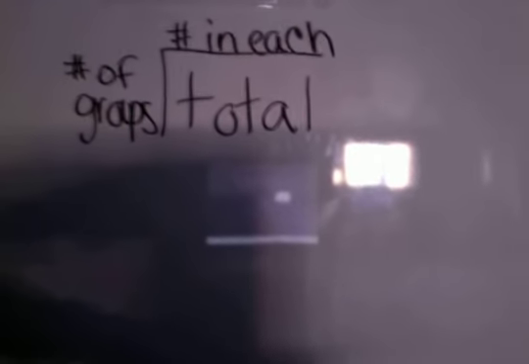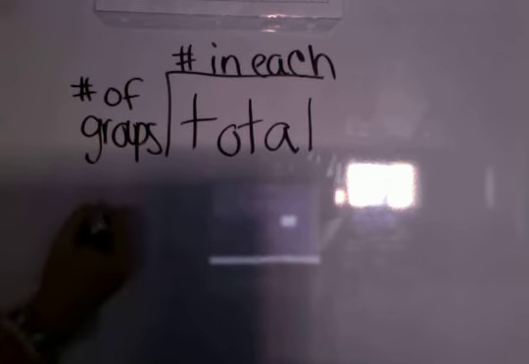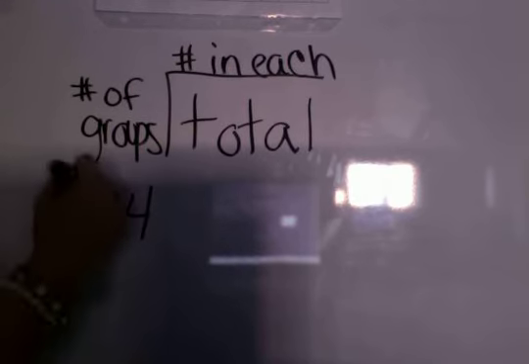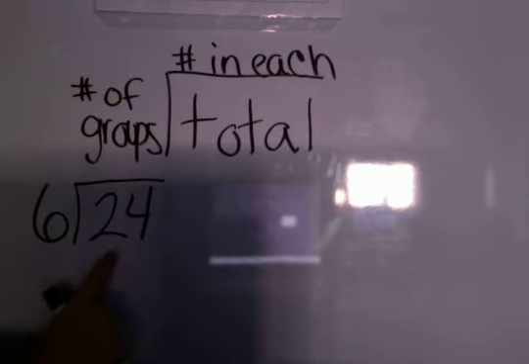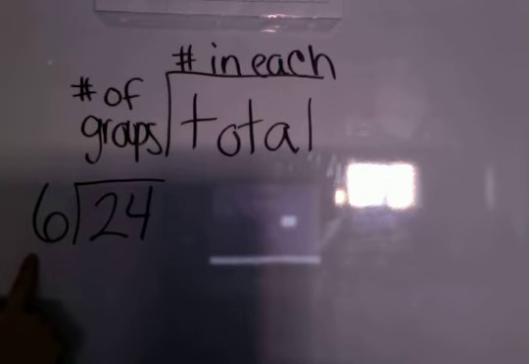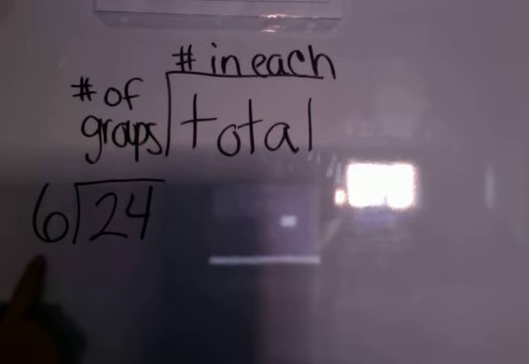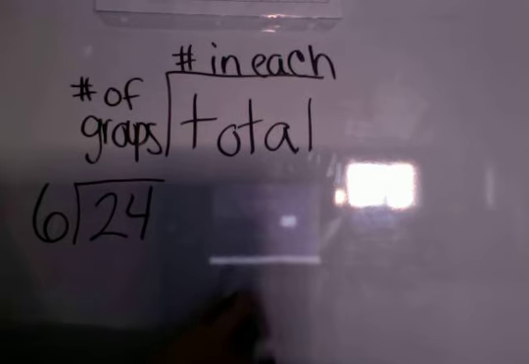So let's do an example using it this way. What my problem might say is, let's do 24 divided by 6. So we read it 24 divided by 6. So let's go ahead and think about what that means. 24 objects divided into 6 equal groups. So we know our number of groups is 6. So let's draw that out.